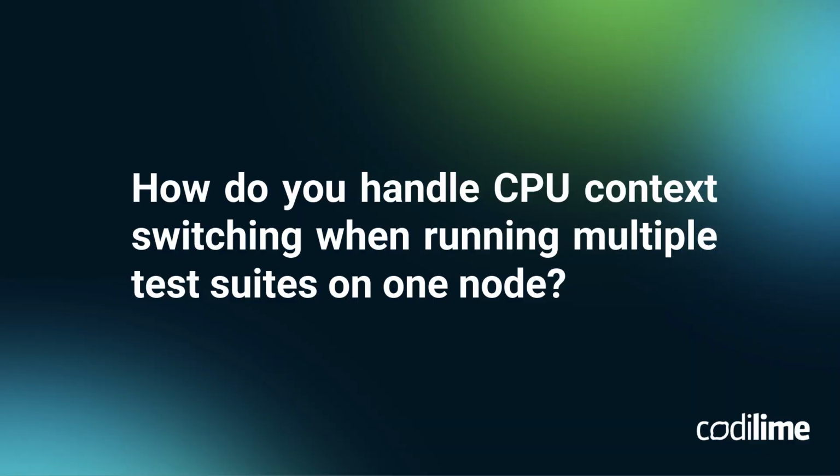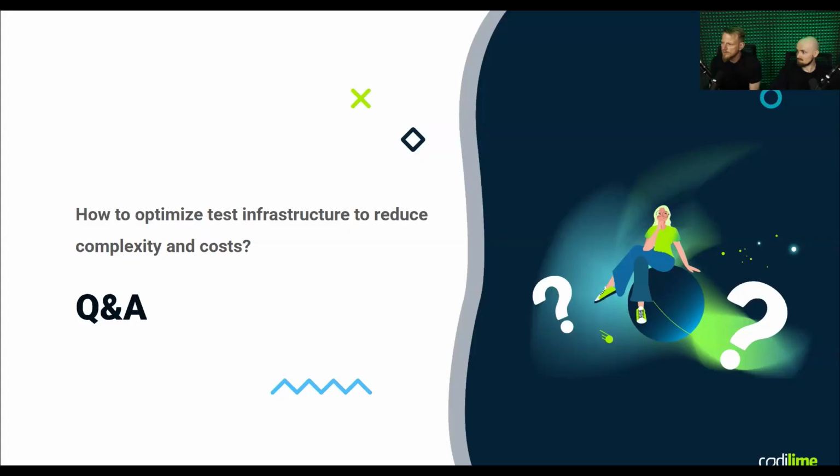How do you handle CPU context switching when running multiple test suites on a node? This is a very good question. I will answer this, okay?